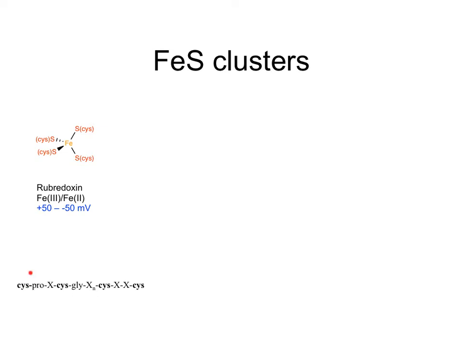So we have a cysteine, a proline, an X amino acid, then another cysteine, a glycine, some variable number of X amino acids, a cysteine, 2 X's, and a cysteine. One of the homework questions asks you to think about why these sequences are conserved across biology. And the textbook goes into this in a little bit of detail.